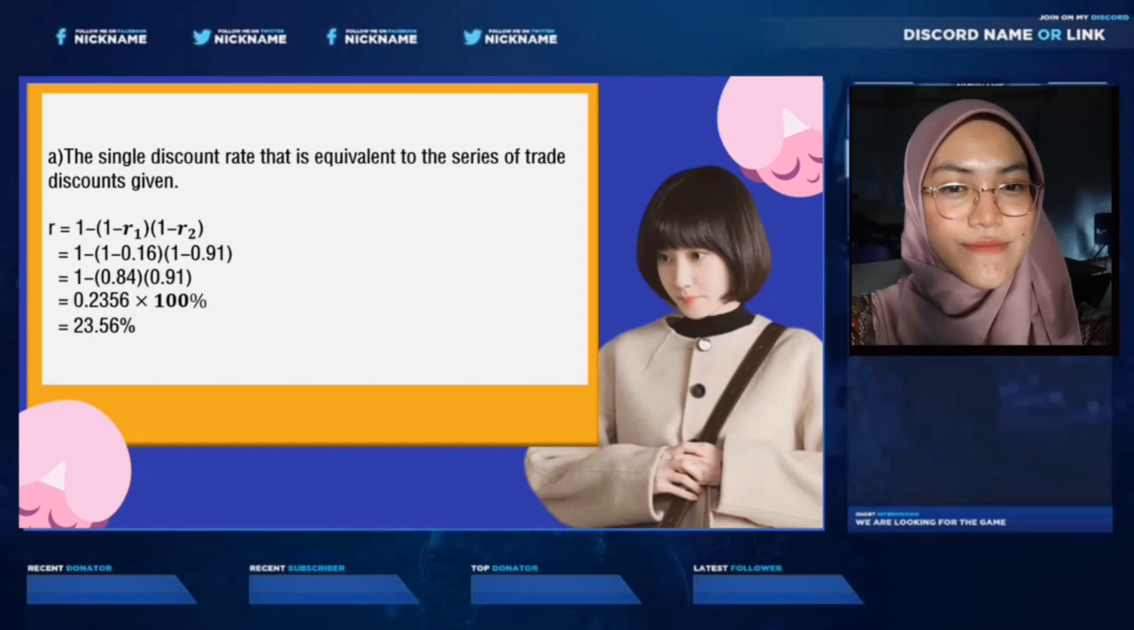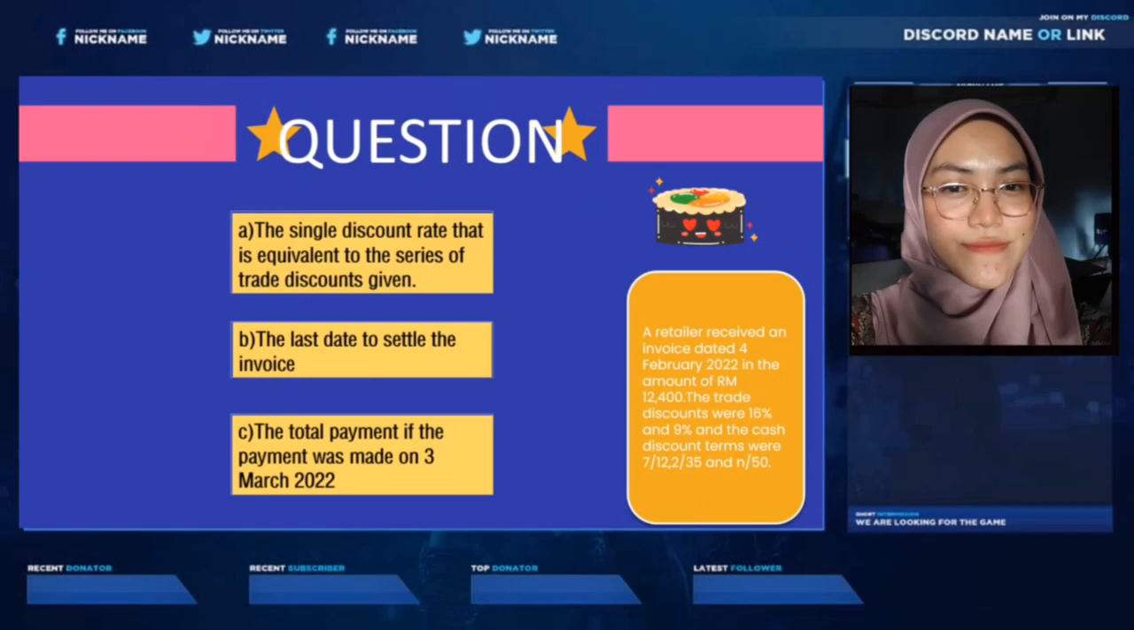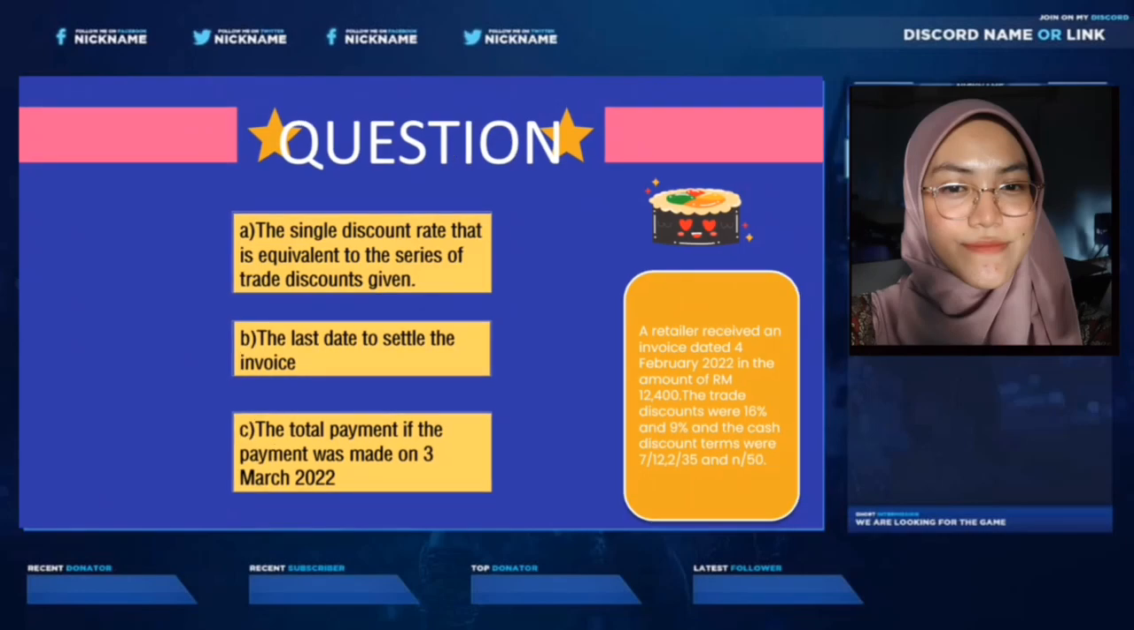Question A. The single discount rate that is equivalent to the series of trade discounts given. The formula for this question is R equal to 1 minus bracket 1 minus R1 times bracket 1 minus R2, where R1 is 0.16 and R2 is 0.09. The final answer is 23.56%.